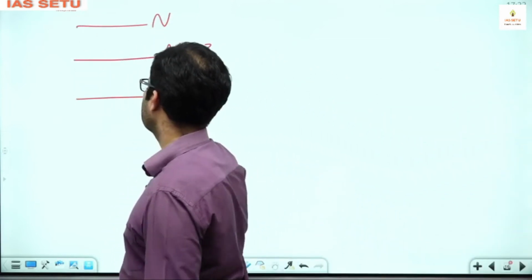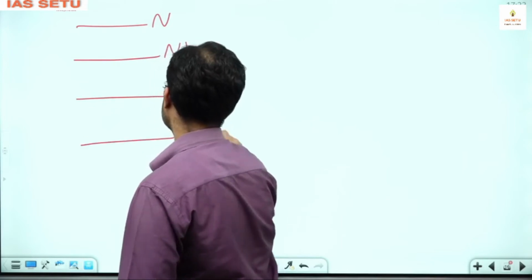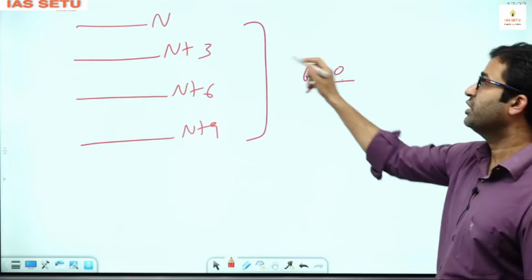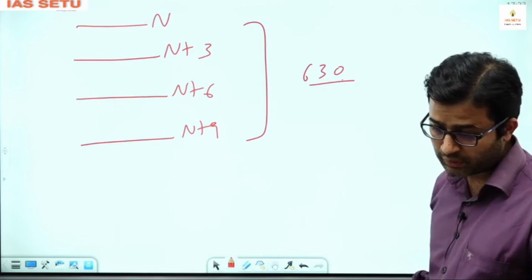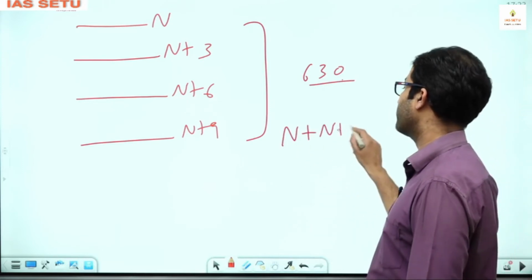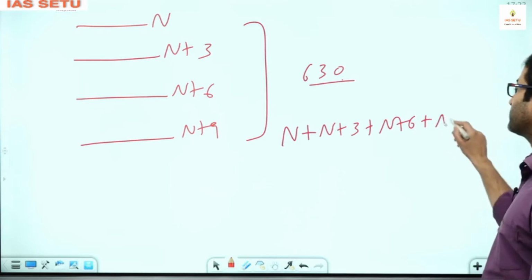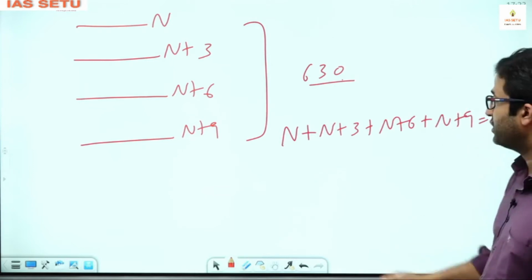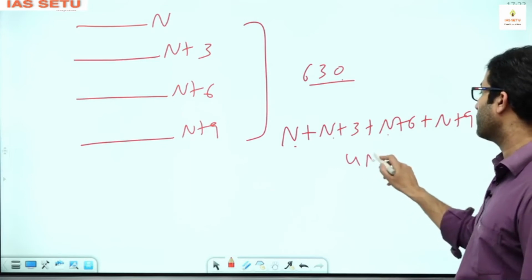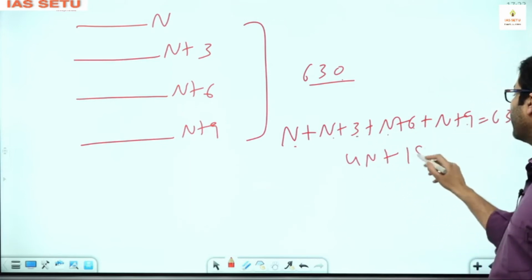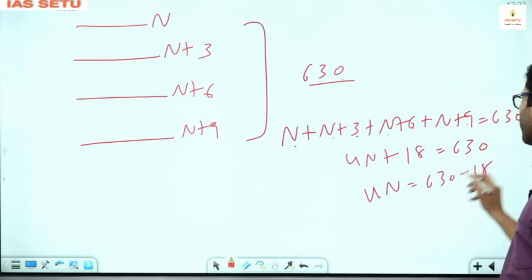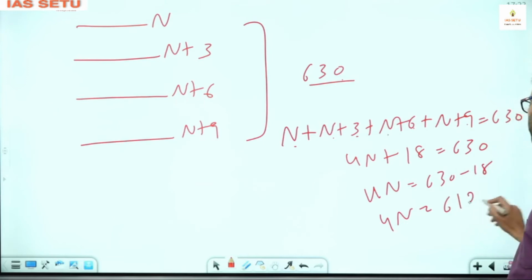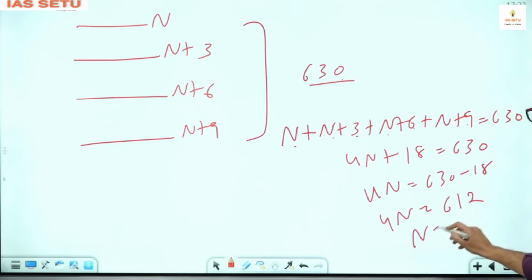N plus 3, n plus 6, n plus 9, total 630. If the value of n comes out a natural number, it is possible, otherwise not. So n plus 3 plus n plus 6 plus n plus 9 is equal to 630. This is 4n, 3 plus 6 is 9, plus 9 is 18, equals 630. So the value of 4n is 630 minus 18, which is 612. So the value of n is 612 divided by 4, which is 153.